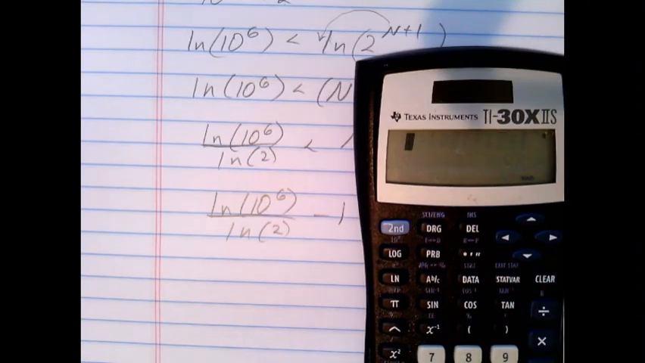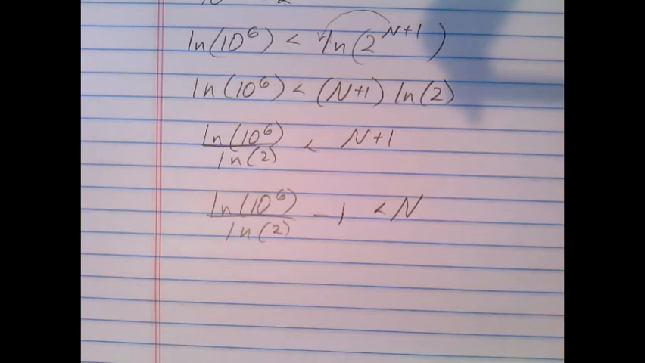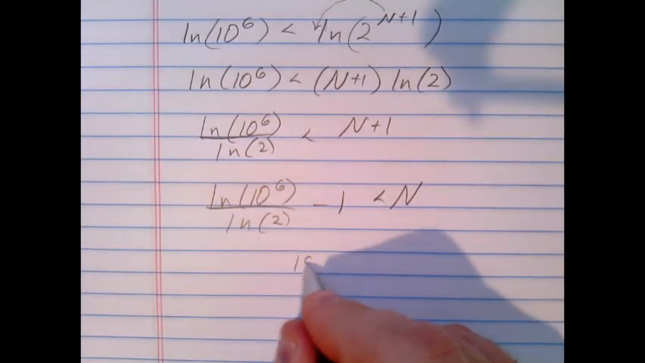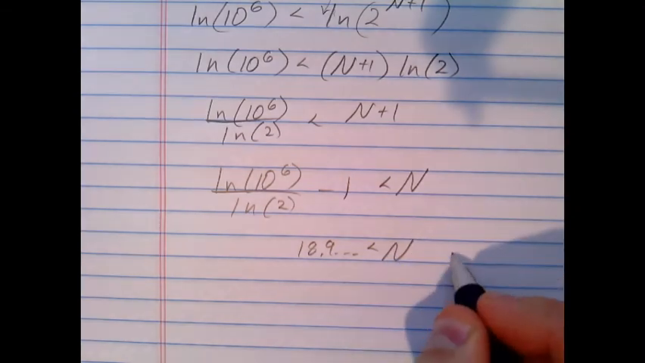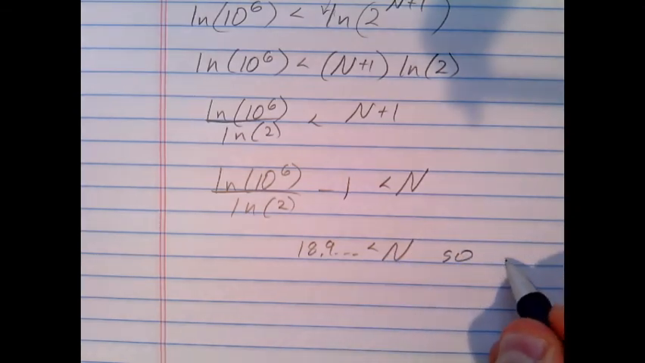So clear all that out. We're going to do natural log of 10 raised to the 6 divided by natural log of 2 and then subtract 1. So I get 18.9. Alright, so that means that 18.9 and change needs to be less than N. So that means N needs to be greater than or equal to 19.